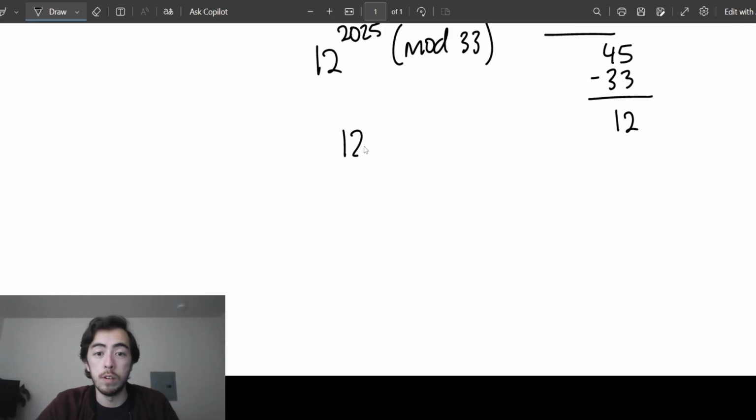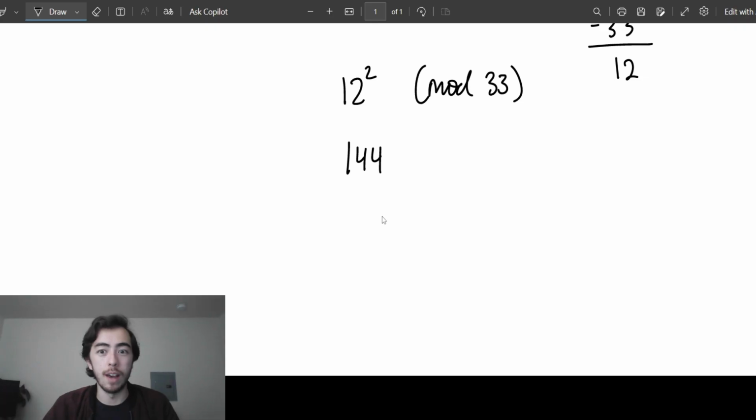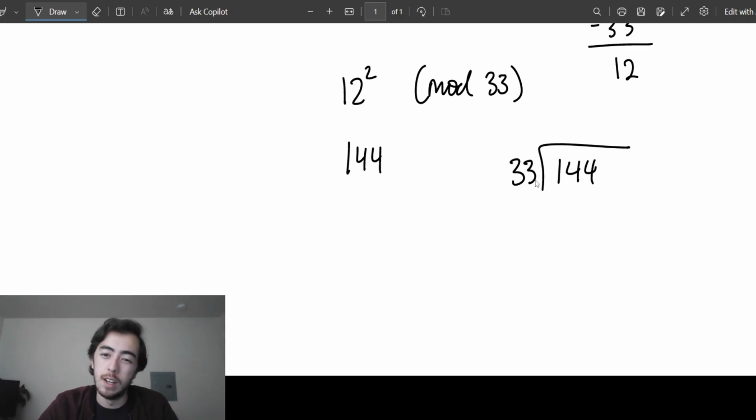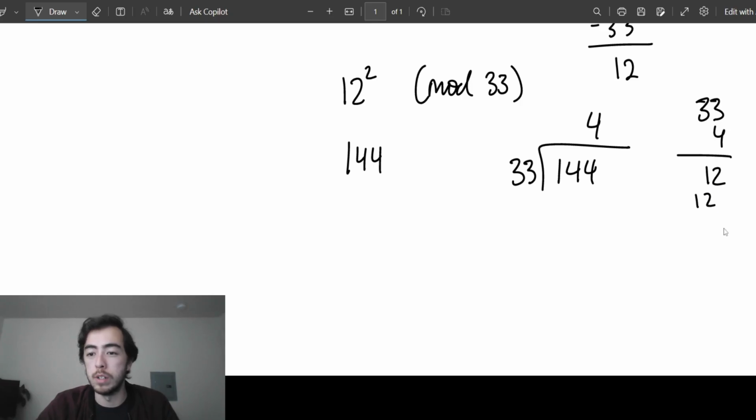So let's just figure out what 12 squared is, mod 33. Normally, 12 squared is 144, but of course we can't do that in mod 33. And so we need to do the same division, figure out what the remainder is, and what's a good guess here? Maybe 4, because 5 would be 150, or more than 150. That's too big. So maybe 4 is going to be good. 33 times 4 is going to be 12 plus 120. That is going to be 132. Cool, that was a good guess. And then when we subtract this, we get 12 as a remainder.